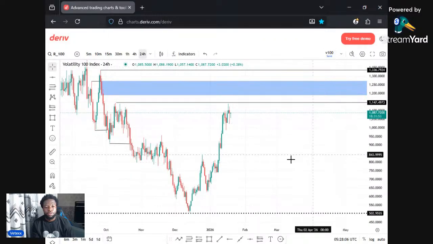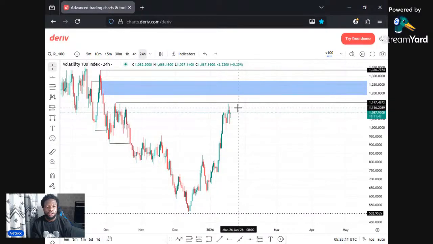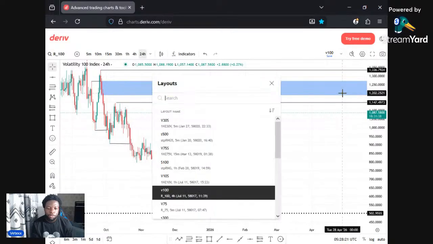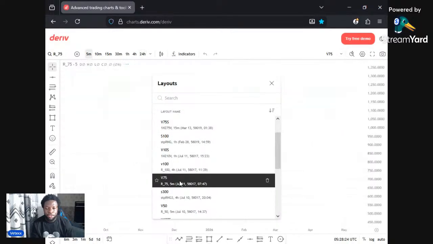So currently this is what I'm anticipating. Price to tap into this zone on the higher time frame, give us a continuation on the 4 hour or 1 hour time frame, then we scale down to the lower time frame for execution. Now, the next pair on our list we're going to be checking out is V75, Volatility 75 Index.